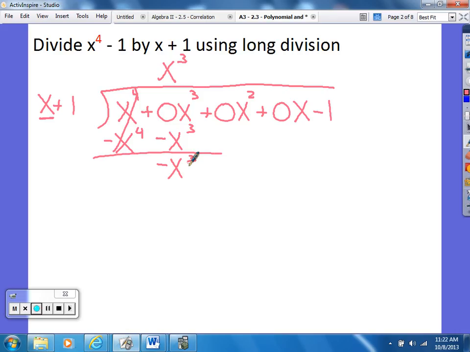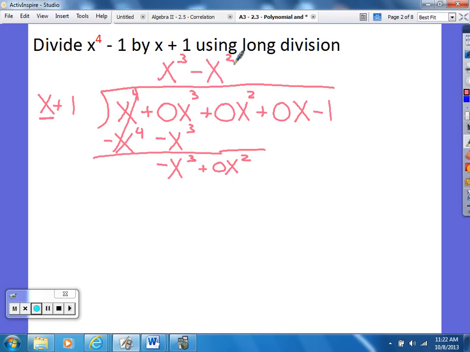All right, so now I'm going to bring down the 0x squared. Now this is tricky. I'm not telling you this is easy. That's why we're going to take a couple days on it. Okay? Now, x times what will give me negative x cubed? Negative x squared. So minus x squared.